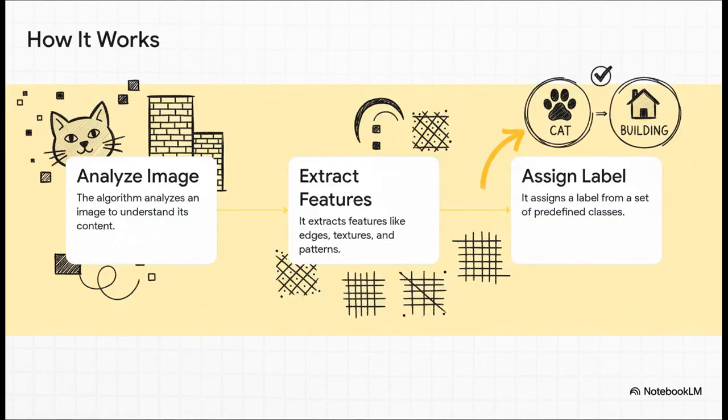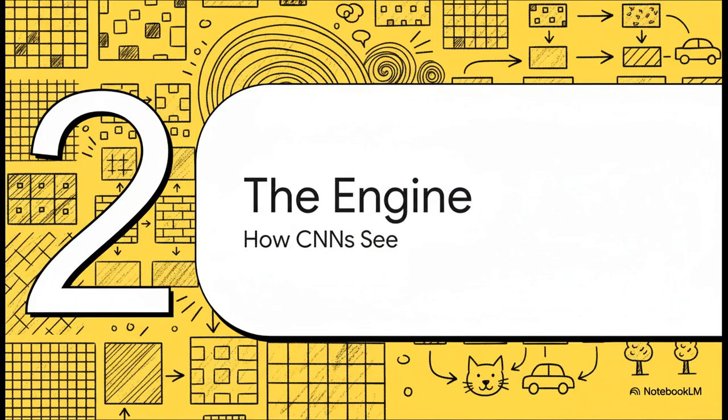So how does it do it? Well, it's a three-step dance, really. First, the algorithm just looks at the image, taking in all the raw data. Then, it starts acting like a detective, extracting key features. Things like edges, specific textures, or recurring patterns. And finally, based on all that evidence it gathered, it makes a decision and slaps a label on it from a list of possibilities. Okay, that's the what.